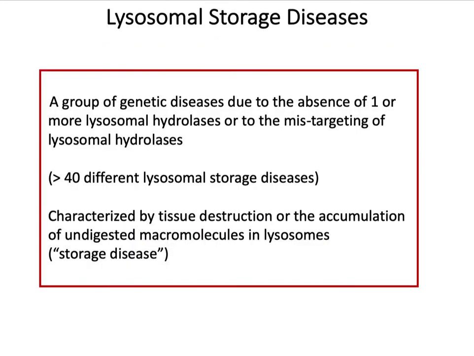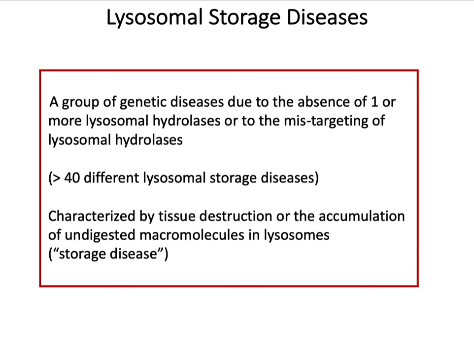So trafficking to the lysosome is really important, and there is a group of genetic diseases that are due to either absence of one or more of these lysosomal hydrolases or missing targeting of all lysosomal hydrolases. There are about 40 of these genetic diseases. They are known as lysosomal storage diseases.